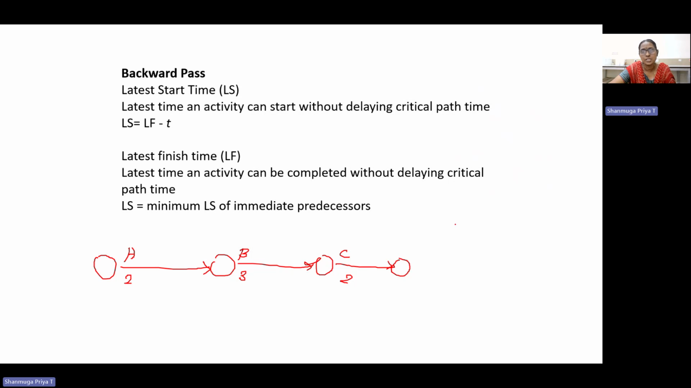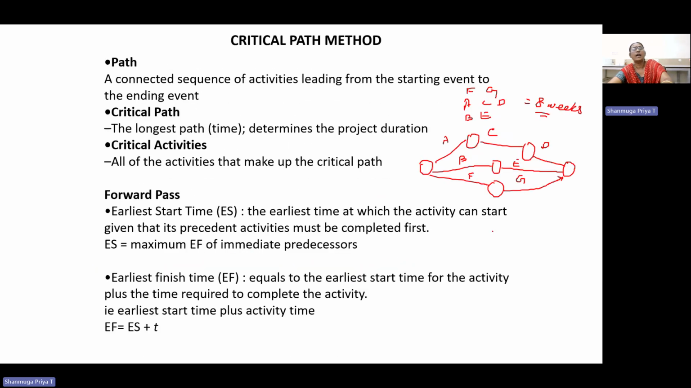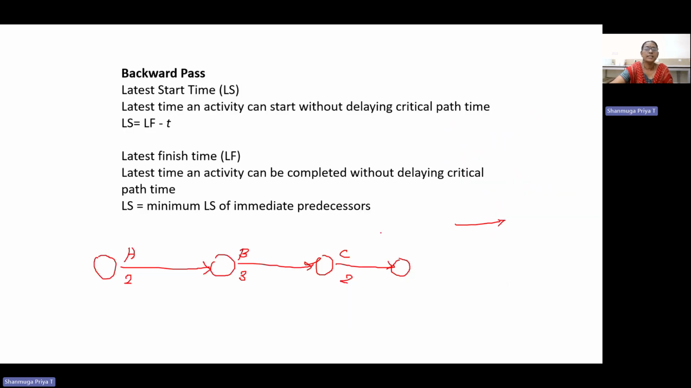The forward pass is like this, forward from A to C. For that, the condition is that the earliest time an activity can start is when the precedent activities are completed first. So earliest start time is the starting duration. Earliest finish time will be equal to the earliest start of that activity plus the duration of that activity. So here, earliest start time is the starting duration, that is, there is no predecessor for this.